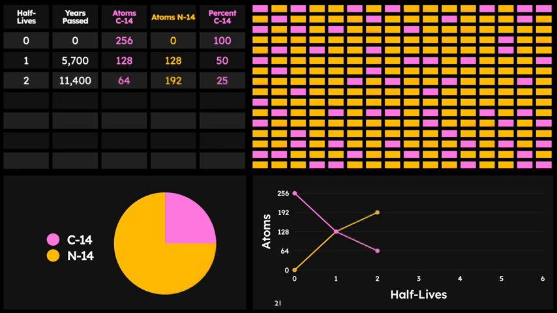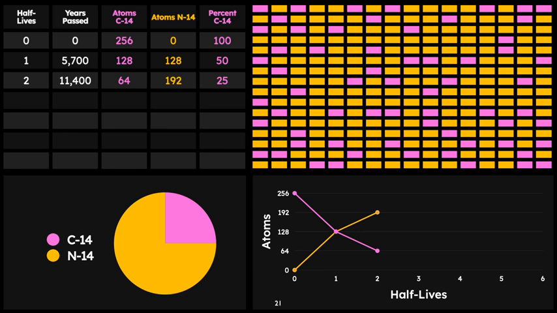Let's fast forward a second half-life. Now, another 5,700 years have passed, so a total of 11,400. We cut our carbon in half again, from 128 cut in half to 64. Those 64 atoms, again, didn't disappear, rather they decayed into nitrogen. So the amount of nitrogen has increased. And you can see that clearly with the rectangles. We have more yellow or nitrogen now and less pink carbon.